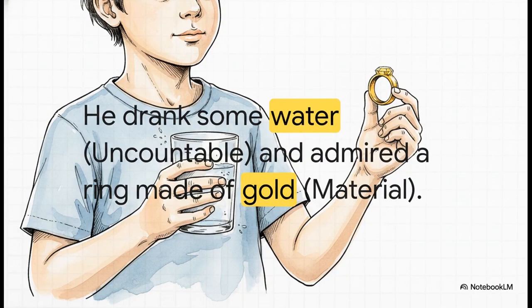And here's the last line. He drank some water and admired a ring made of gold. And there we have it, an uncountable noun, water, and a material noun, gold. We did it. In just 3 sentences, we used all 9 types of nouns we talked about. See how much more life that has than just a boy saw a thing.